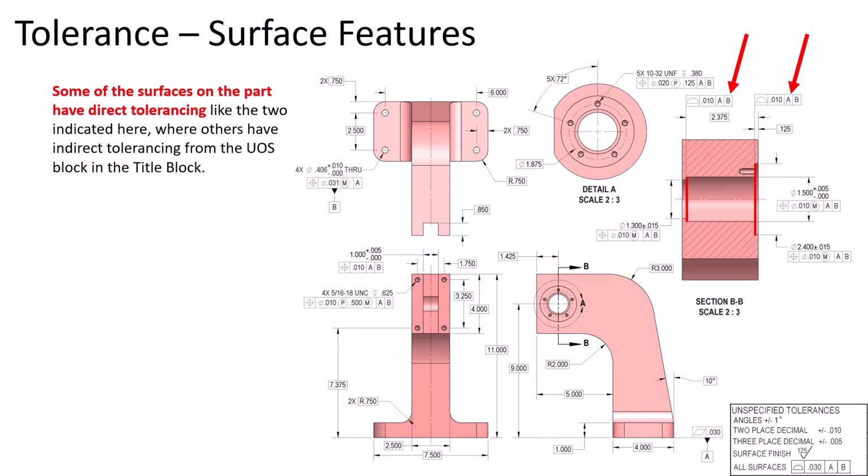So datum A is established by datum feature A, which is the bottom of this part. And then datum B is established by datum feature B, which is the pattern of 4 holes in the base of this part as well. So using A and B, we've locked down all 6 degrees of freedom.